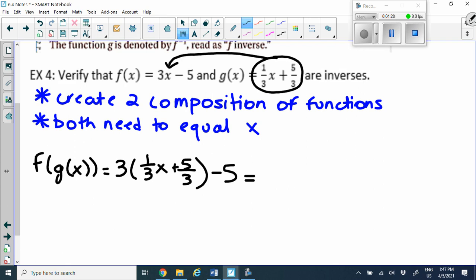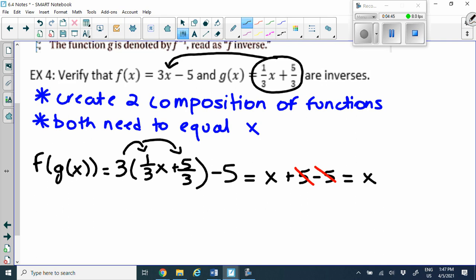Okay, now we're going to simplify. So I'm going to distribute my 3 to the 1/3 and the 5/3. So I get x plus 5 minus 5. Now what happens to the 5s? They do cancel out.